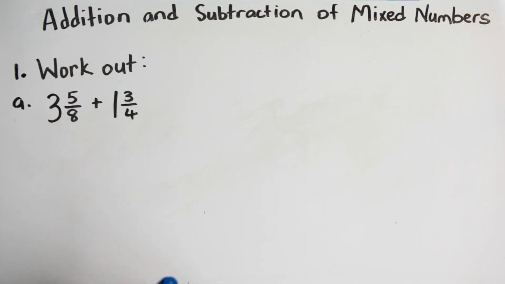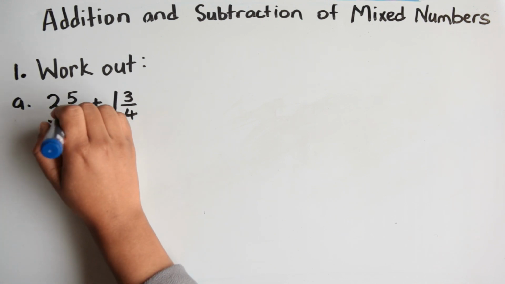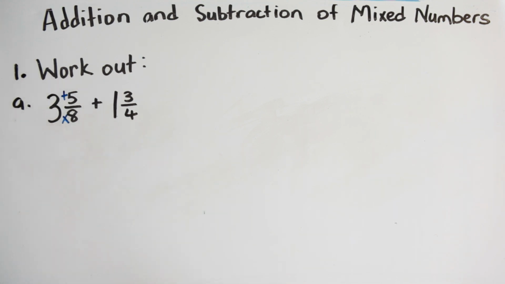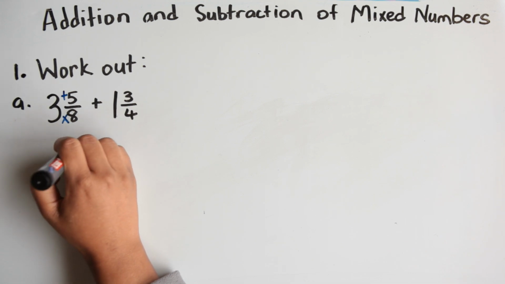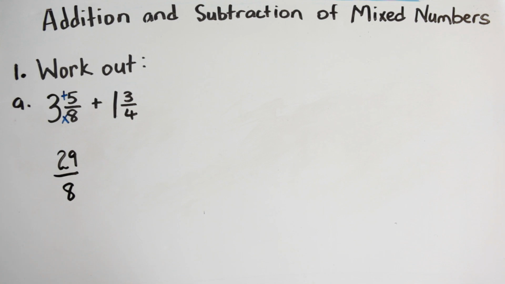Our first step is to convert each of these mixed numbers to an improper fraction. Improper fraction means that the numerator is larger than the denominator. So in order to convert this mixed number to an improper fraction, we do 8 times 3. So we multiply and then we add the numerator. So 3 times 8, that's 24, plus 5, that gives 29. And we write back our same denominator, which is 8.